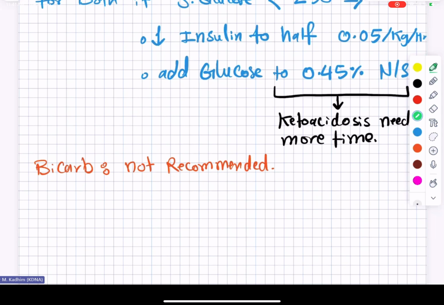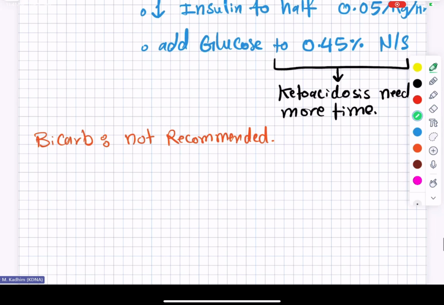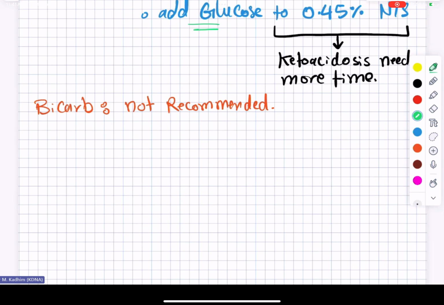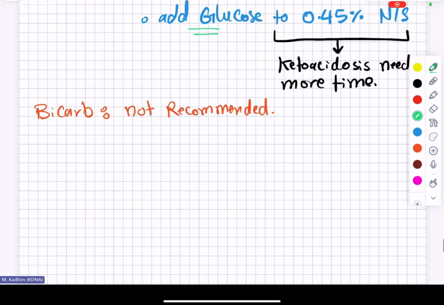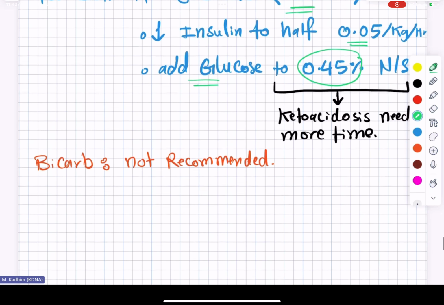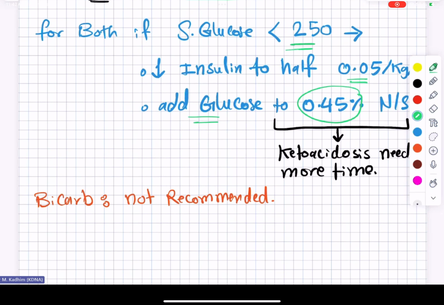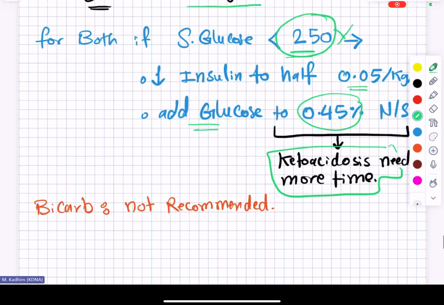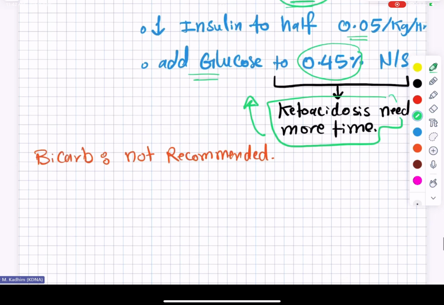So if the blood glucose drops below 250, we decrease the insulin to half the dose, we add glucose to the treatment regimen and decrease the concentration of normal saline to half, so we avoid hyperchloremia. And the reason behind continuing the glucose and the insulin, even when the blood glucose has dropped to 250, is that the ketoacidosis needs more time to be corrected. The hyperglycemia will be corrected easily and fast, but the ketoacidosis will need more time. If we stop here, the ketoacidosis will bounce back and the patient will be in acidosis again.